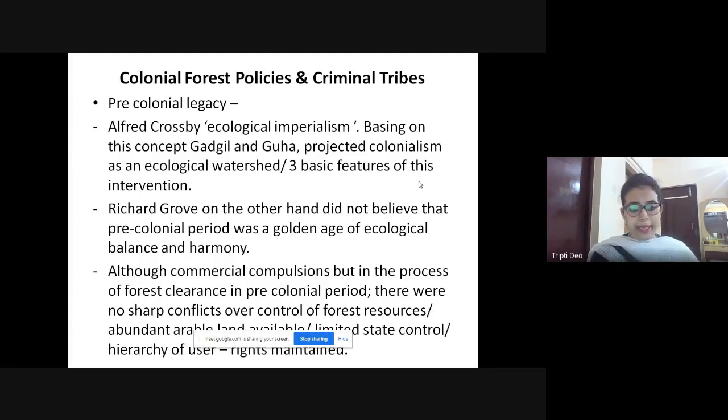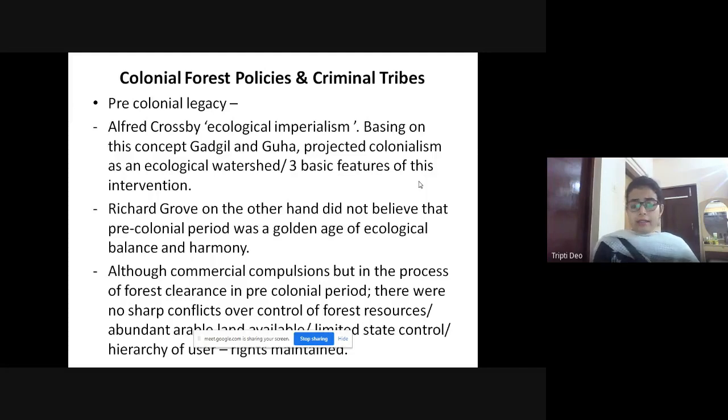Richard Grove, on the other hand, says that he did not believe the pre-colonial period was a golden age of ecological balance and harmony. We tend to bifurcate the pre-colonial and colonial periods, looking at the pre-colonial period as a golden age where nothing of an exploitative nature happened, and the colonial period as a time when everything exploitative was happening.